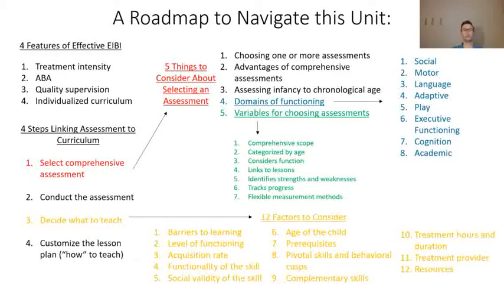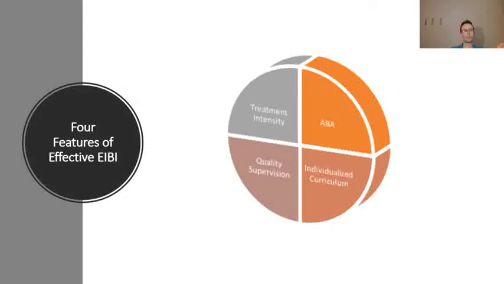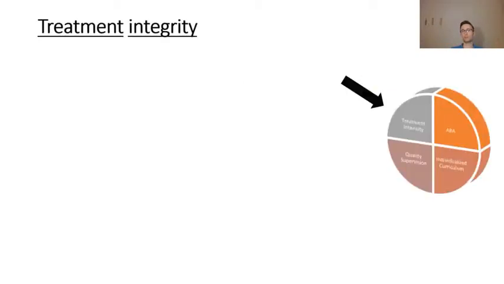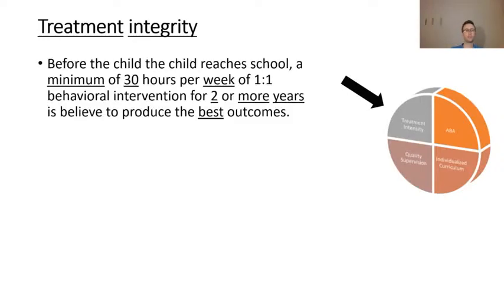Okay, so this is our roadmap to navigate this unit. So we're going to start out in the top left, 4 features of effective early intensive behavioral intervention. Here they are. It's treatment intensity, ABA, quality supervision, and individualized curriculum. So let's look at treatment integrity first. You've heard a lot about this, so you know now it's extremely important.